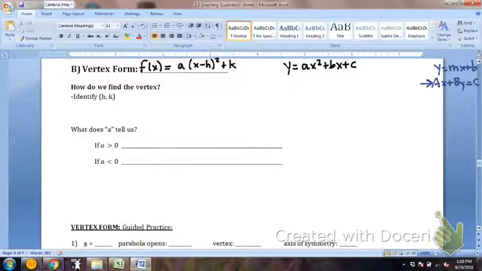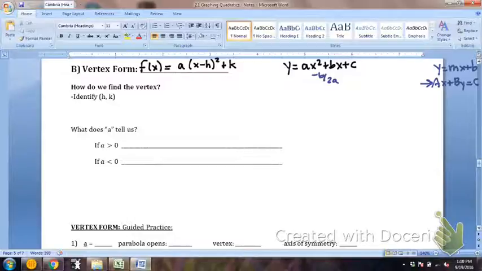Same story is true for graphing a quadratic. We have two equations. One's going to be easy to graph from, which is the one we're going to talk about today. The other one we have to change some things around. When we had standard form, we had to do the opposite of b over 2a and all that jazz that we just practiced. Vertex form, not so.